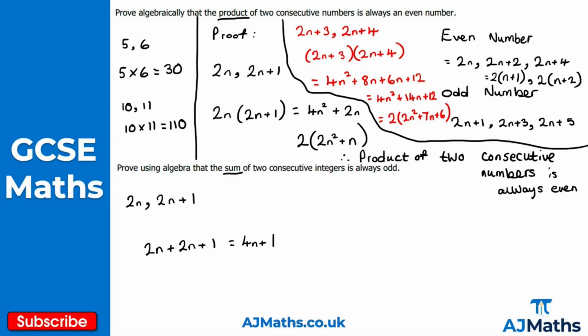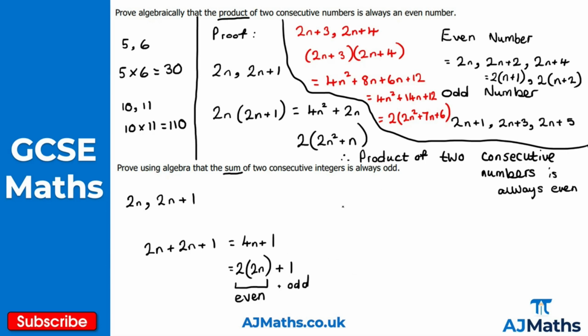Now, what you've got to do here is just think about how this actually shows that we've got an odd number. Well, the 4n here, we can represent that as 2 lots of 2n. So that will definitely be even. And then we've got this plus 1 here. Now, if this part here is even, and we add an odd number here, then in that case, what we get is an odd number.